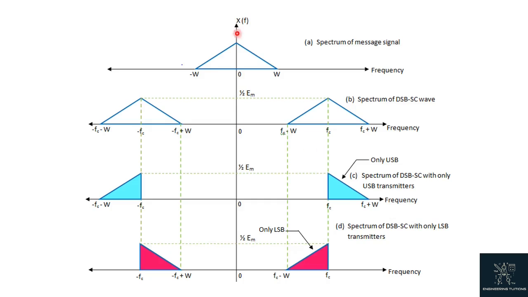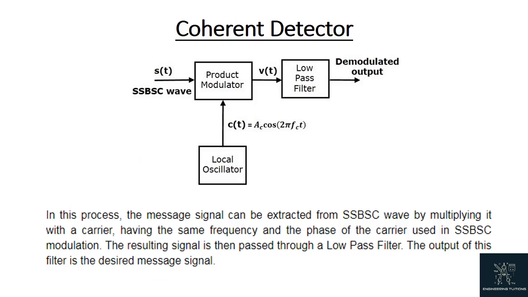This is the spectrum of message signal and this is the spectrum of DSB-SC wave, and the third one is the spectrum of DSB-SC with only USB transmitted, which is nothing but the SSB-SC signal with upper sideband. And the fourth one is the spectrum of DSB-SC with only LSB transmitted, which is nothing but also SSB-SC signal with only LSB. Now detection of SSB-SC.